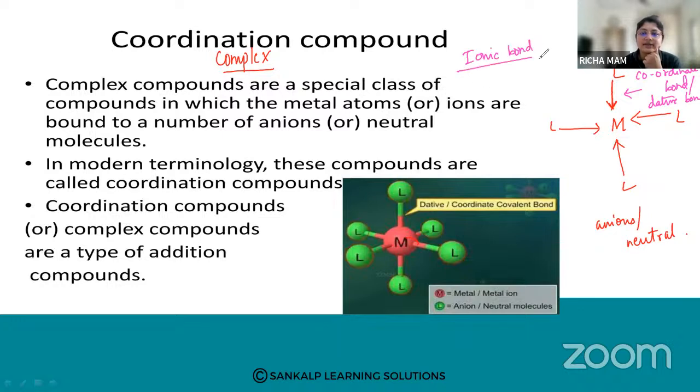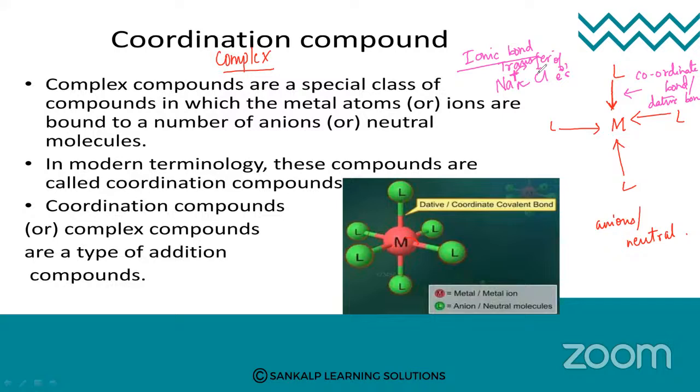Let us recap how an ionic bond is formed. An ionic bond is formed between ions, a positively charged ion and a negatively charged ion. It is not sharing but transfer of electrons that takes place. Na plus will lose an electron and Cl minus will take one electron, so there is transfer of electrons in an ionic bond.